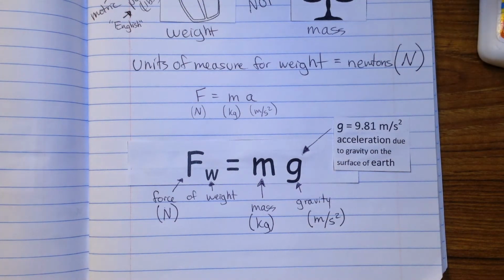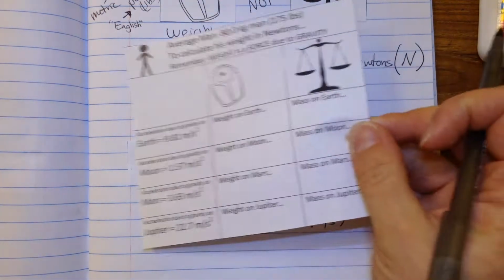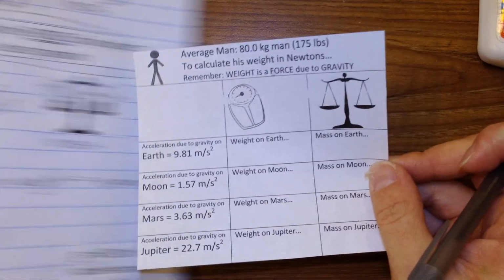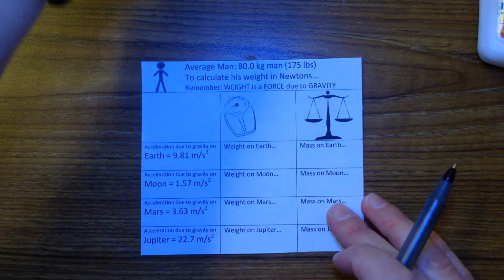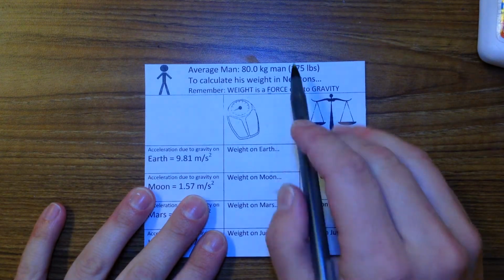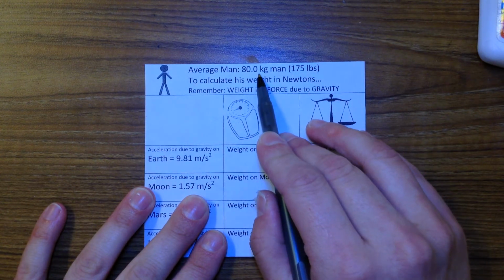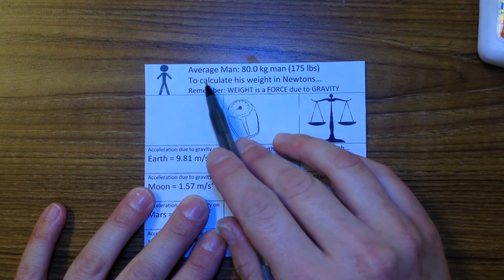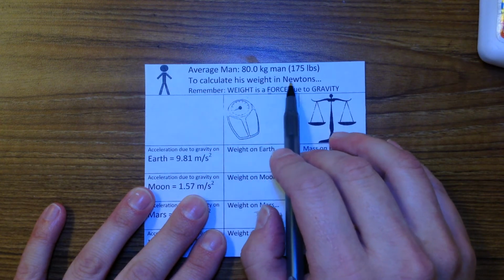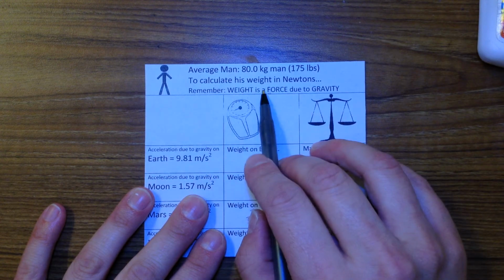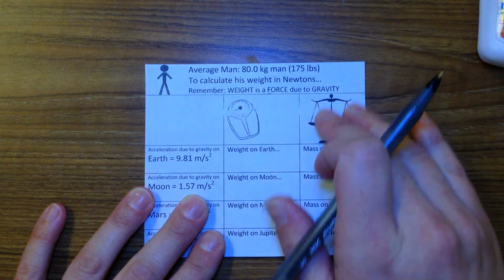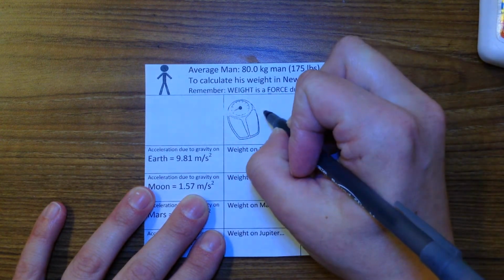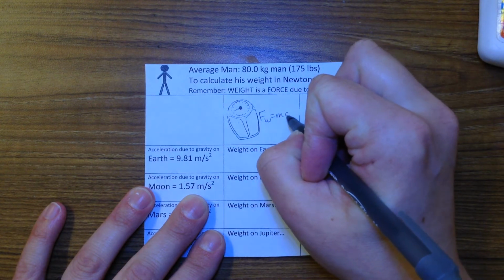Now, what does that all mean? Well, let's do a little bit of mental thinking through this. Okay, so this little piece of paper. Set your journal aside for a second. We're going to do this and we'll glue it in and we're done. The average man is 175 pounds, which is 80.0 kilograms. To calculate his weight in newtons, we must remember that weight is a force due to gravity. So the force of weight is mass times gravity.